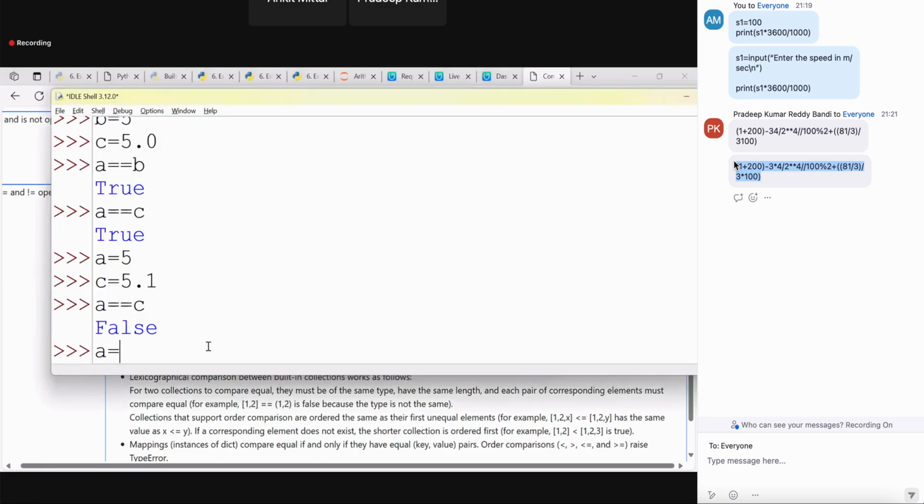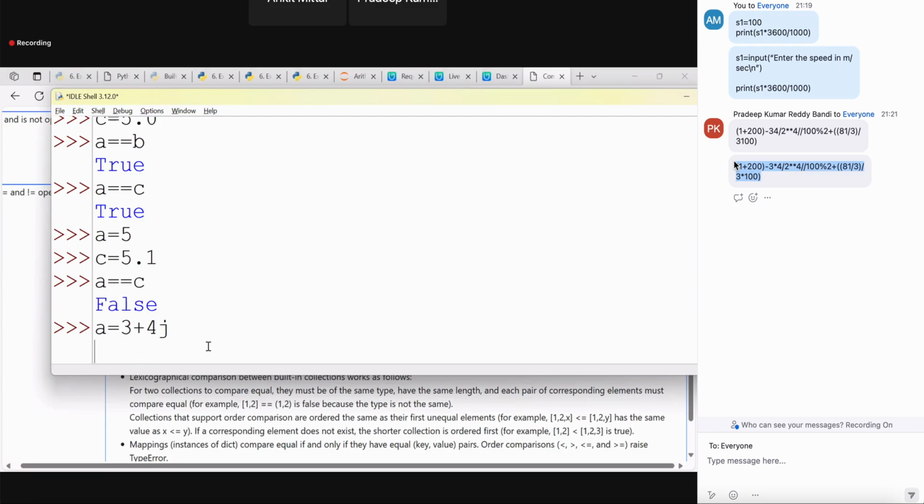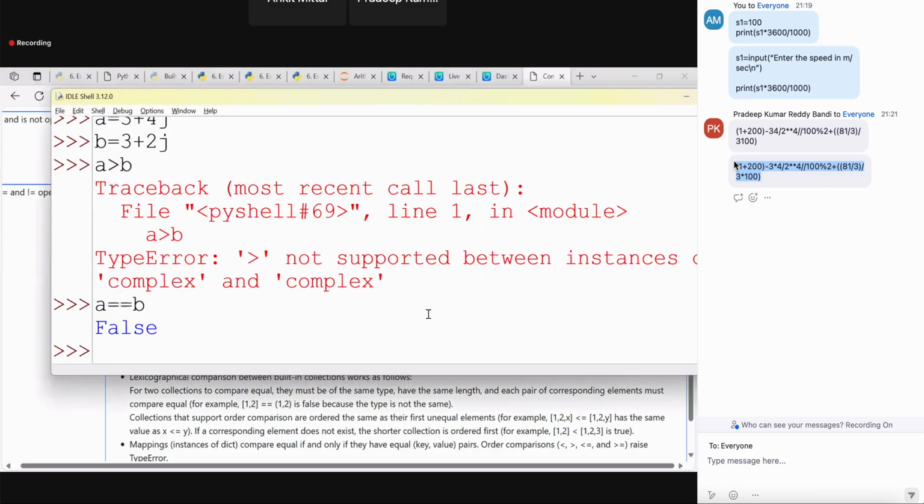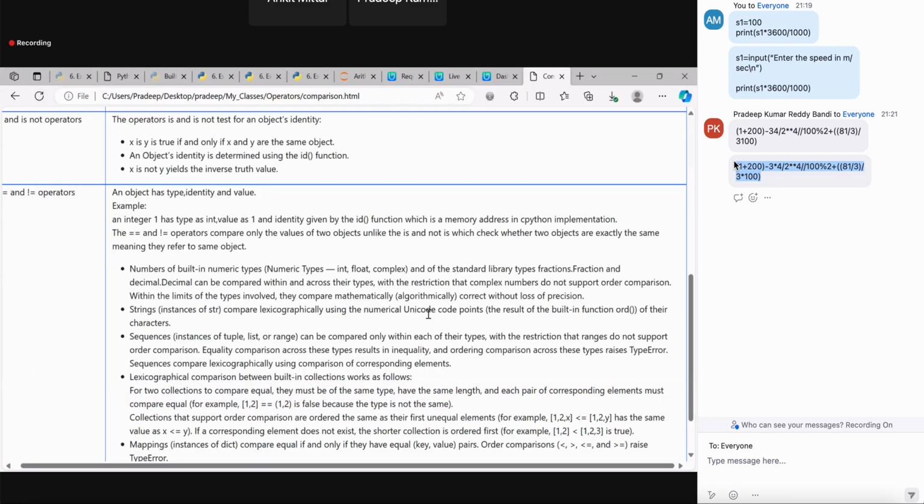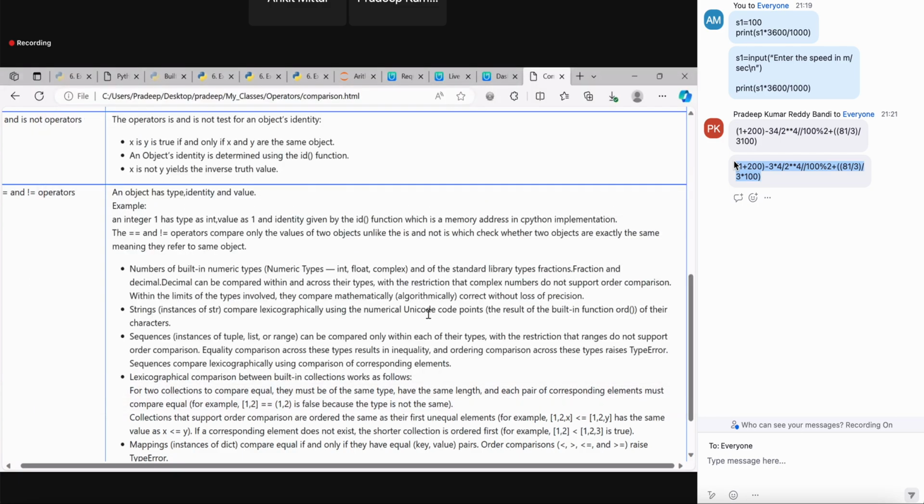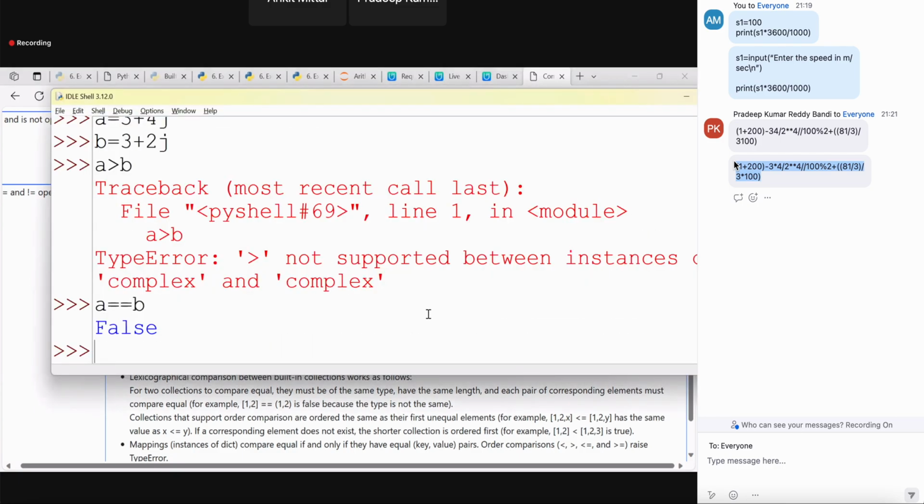So A is equal to 3 plus 4j, B is equal to 3 plus 2j. Whenever we are saying order comparison, it means whether we can order them in a line or not. Do we use complex numbers somewhere? No, just for your information, at least I did not use them any time. Might be I have to go to that specific domain where they are used, then only it will be useful.